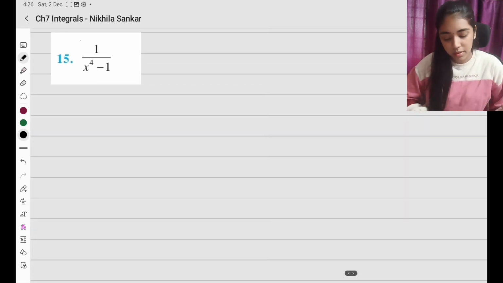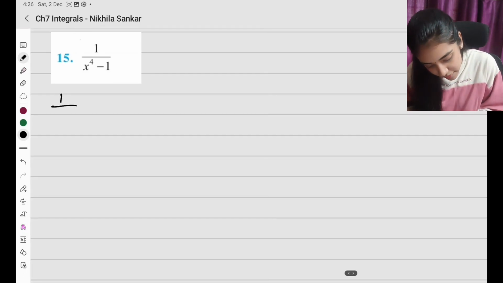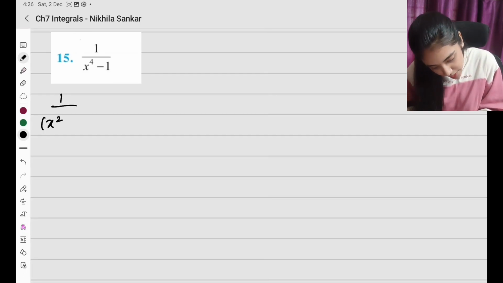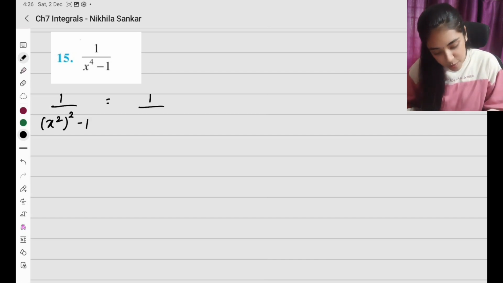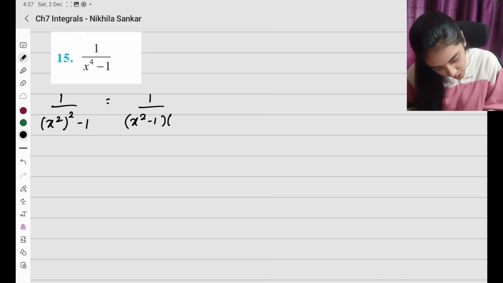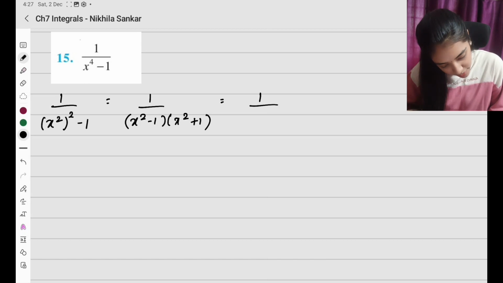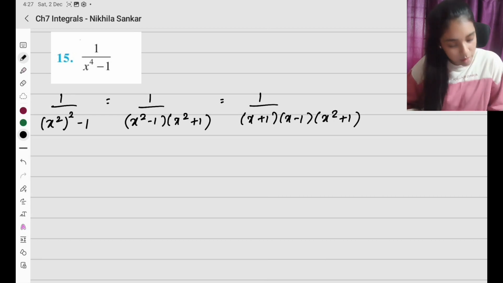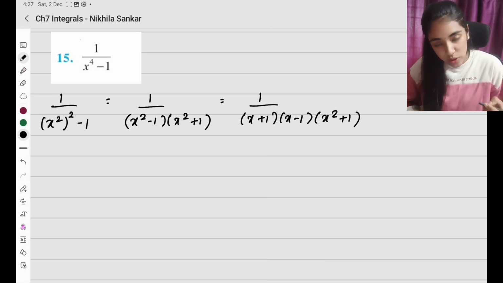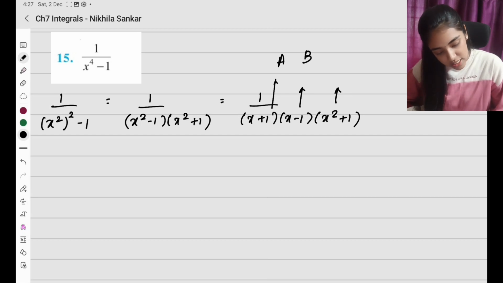Question number 15. So what do I have here? 1 divided by, I can rewrite this as x square the whole square minus 1, and this I can further split as a square minus b square. So it is going to be x square minus 1 times x square plus 1. So this I can write again as 1 divided by x plus 1 into x minus 1 into x square plus 1. So I have three different terms, and x square plus 1 cannot be simplified further. This is one way of doing it, but you'll get a lot of variables. In the term I need a, for this I need b, for this I need cx plus d.